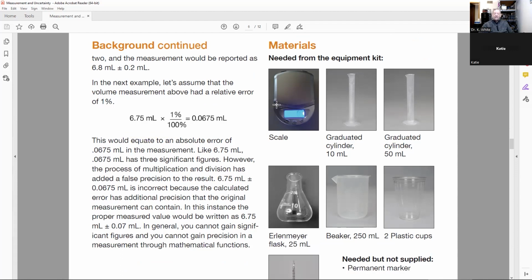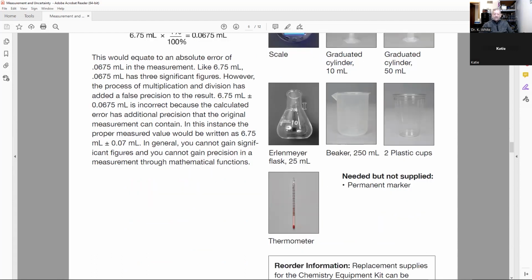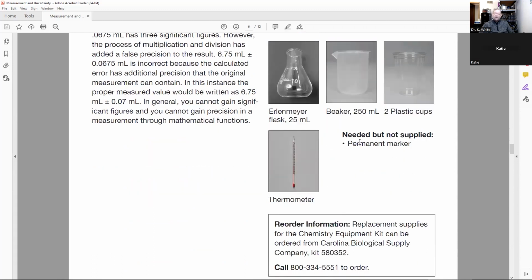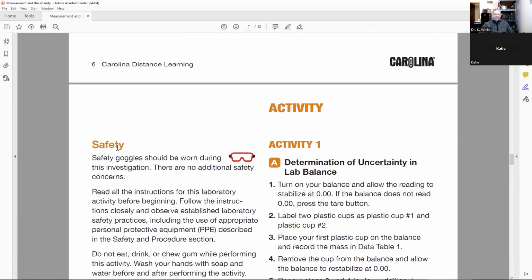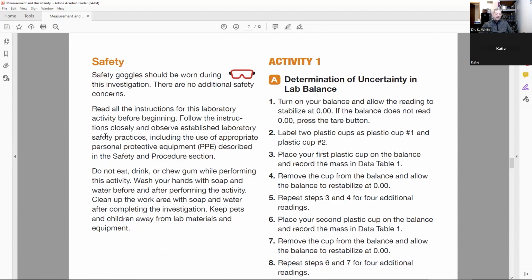All right, let's talk about today's actual lab. Here's the equipment I've already shown you that you will need. Now, I say a permanent marker, you can use your grease pencil. Remember, wear your safety goggles, and you should not eat or do anything while you're doing the lab.